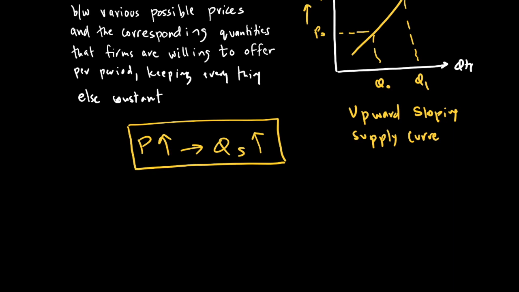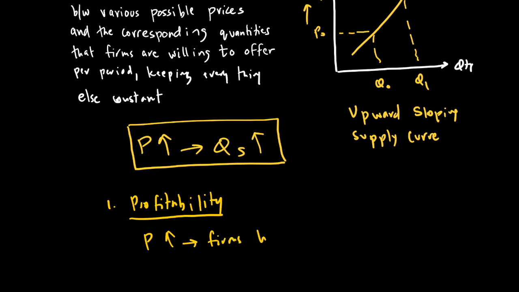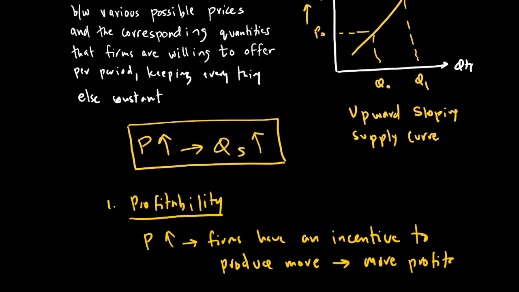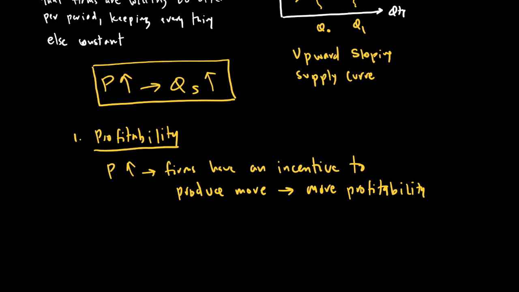The first reason is simply profitability. And the idea is this, that if the price of a good goes up, firms have an incentive to produce more. Why? Because they can make more profit. So more profitability is a reason why firms will have an incentive to produce more, because now you have a better price, and higher profitability means they will produce more of that good.